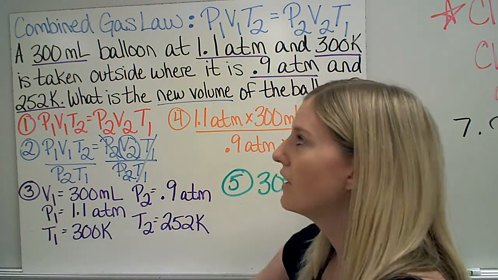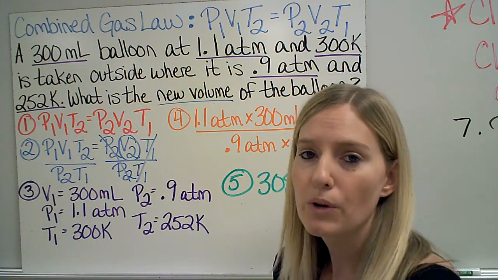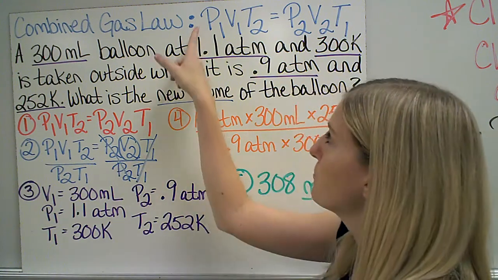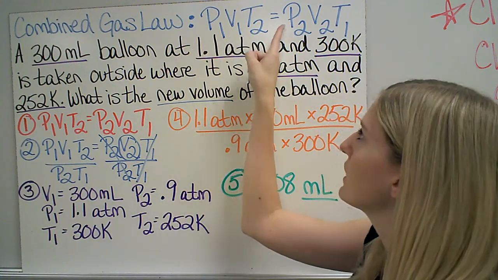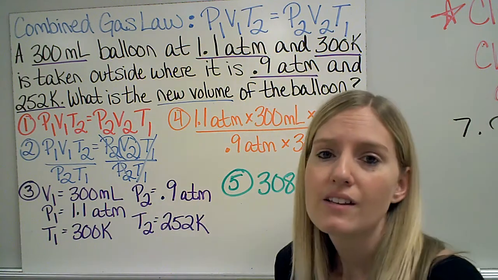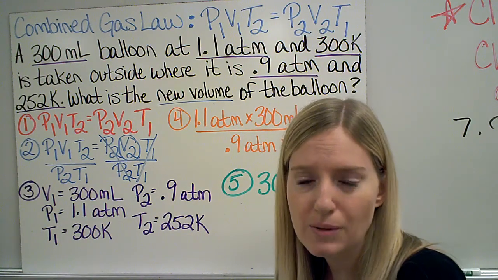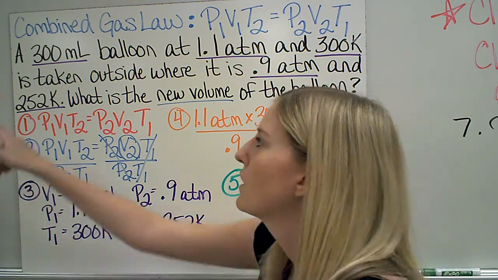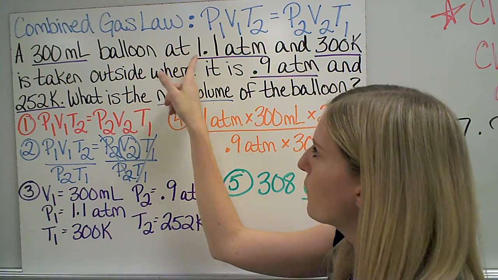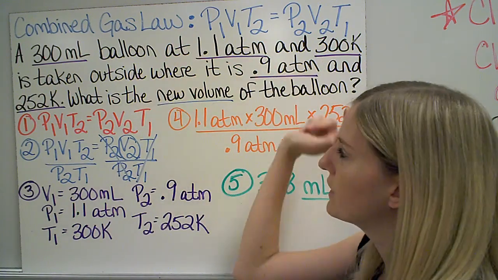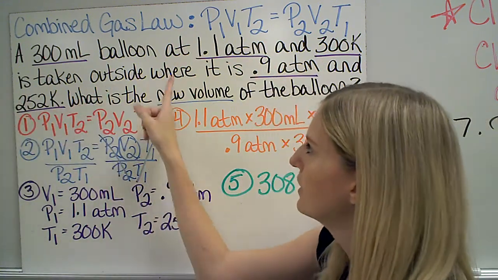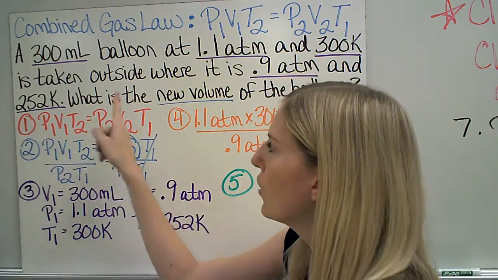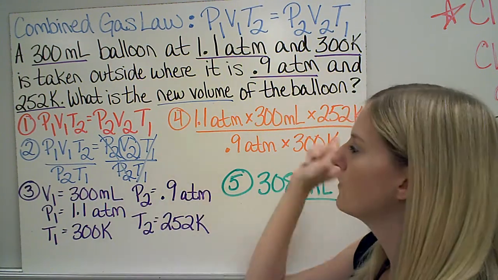My last law is called the combined gas law, which literally combines the two laws that we just discussed. So I have P1V1 T2 equals P2V2 T1. This is sometimes overwhelming to students because there are a lot more numbers, but the process is still the same. So let's go through one. A 300 milliliter balloon at 1.1 atmospheres and 300 Kelvin is taken outside where it is 0.9 atmospheres and 252 Kelvin. What is the new volume of the balloon?